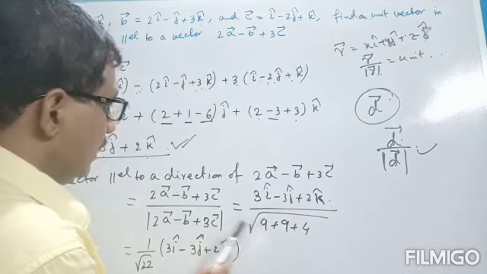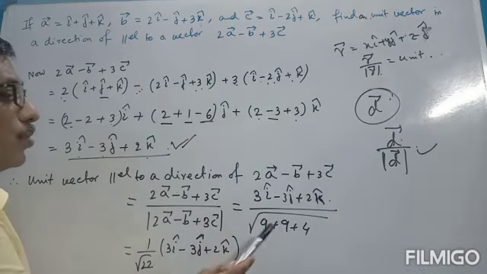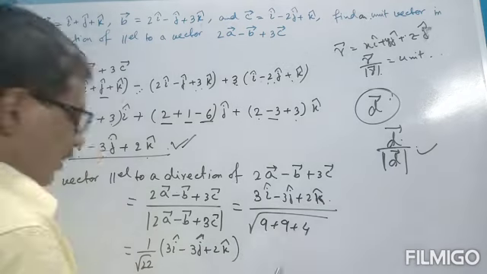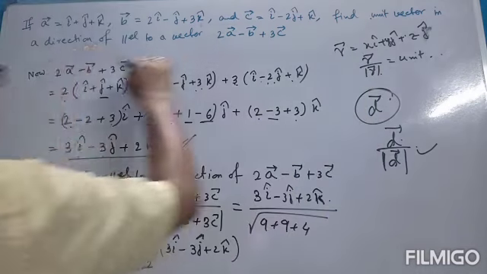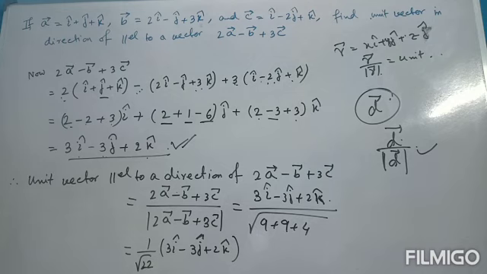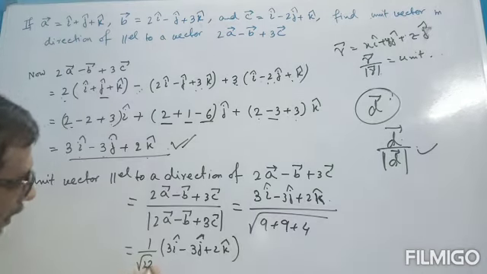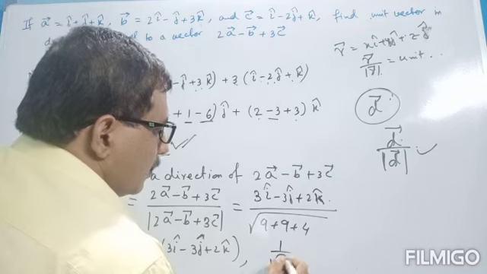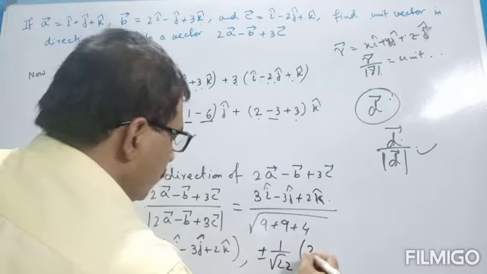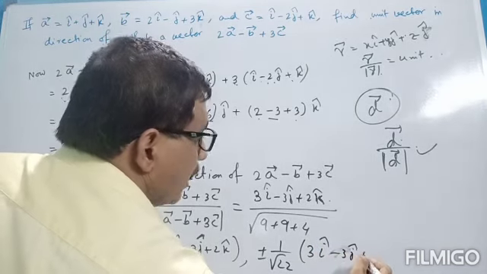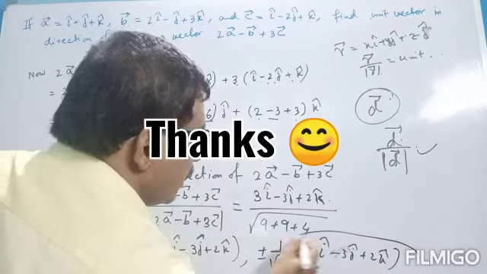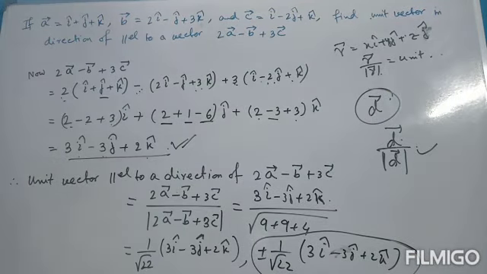Just calculating, the modulus is the square root of 3 square plus 3 square plus 2 square, 9 plus 9 plus 4, that is nothing but root 22. So the unit vector is 1 by root 22 times 3i minus 3j plus 2k. If the question says find a unit vector in the direction parallel to a vector, we can just write plus minus 1 by root 22 times 3i cap minus 3j cap plus 2k cap, the unit vector along both directions.